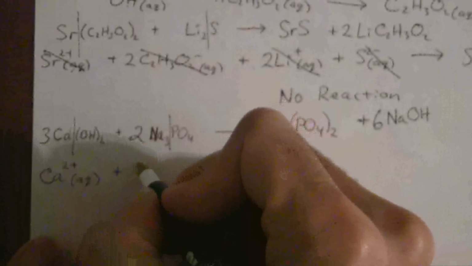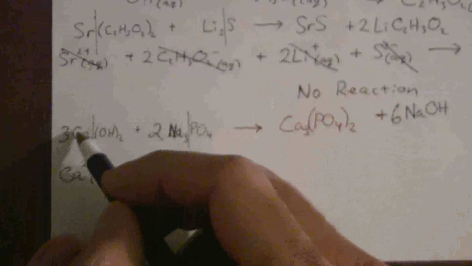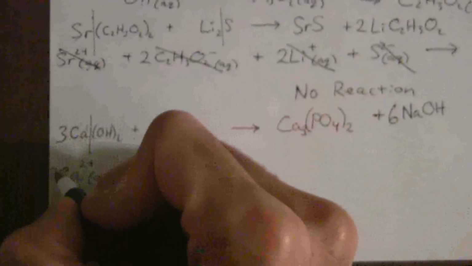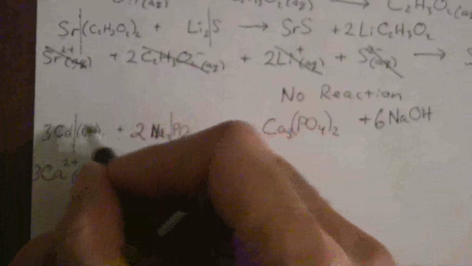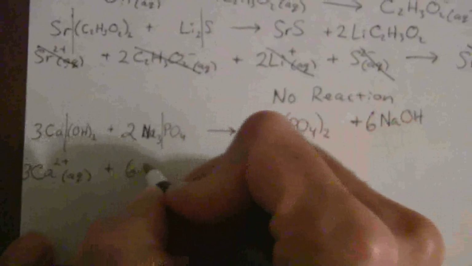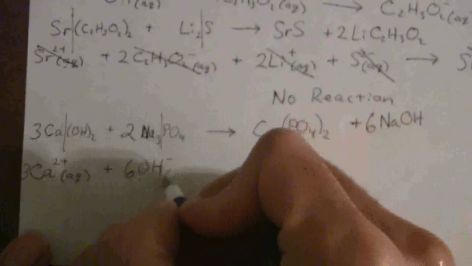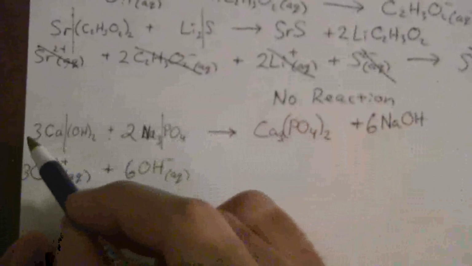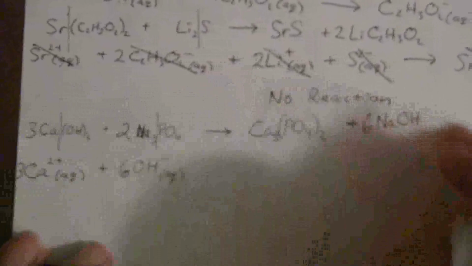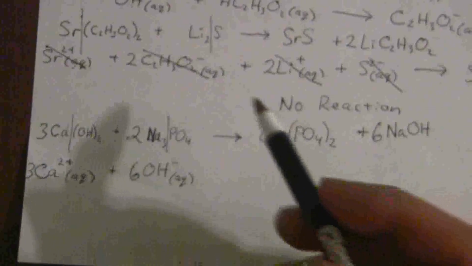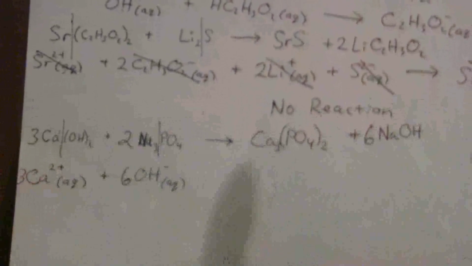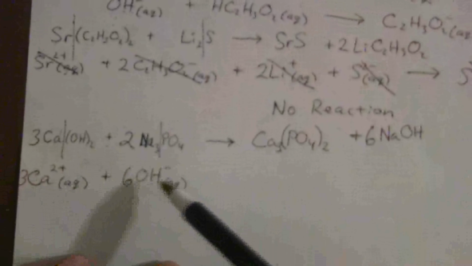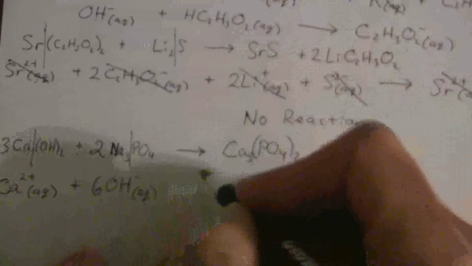Okay, but I need to remember the coefficients here. I have 3 calcium ions, and then how many hydroxide ions? I'll have 6 separate hydroxide ions. Okay, so they get distributed because they all fall apart. I have 2 hydroxide ions, they fall apart from the calcium, and I have 3 of those all together, so all taken together I have 6 hydroxide ions.